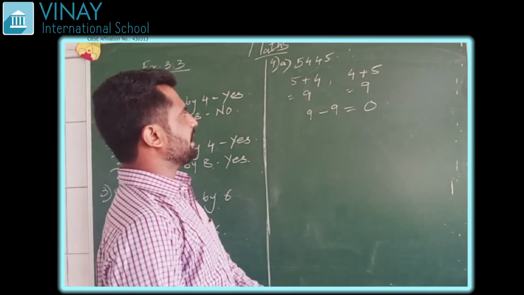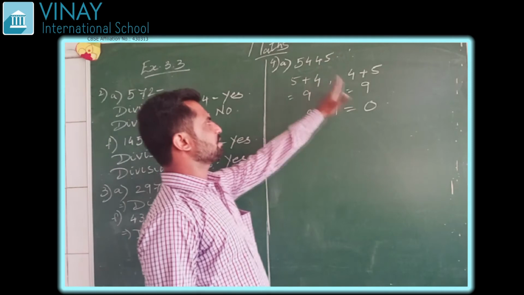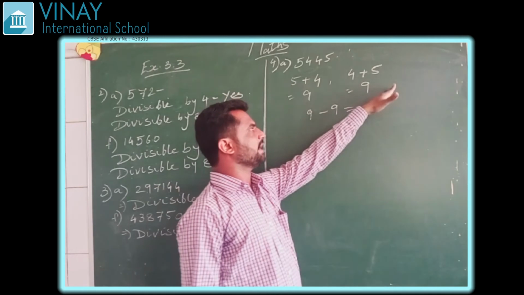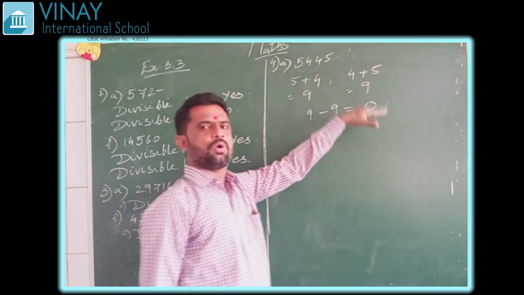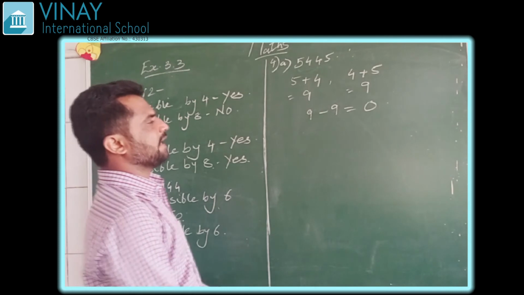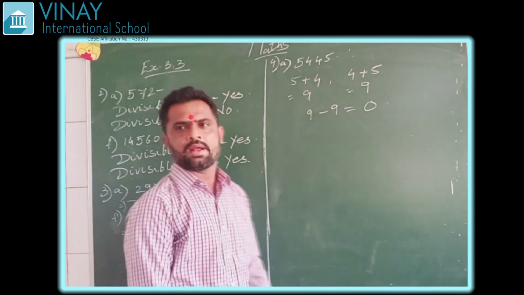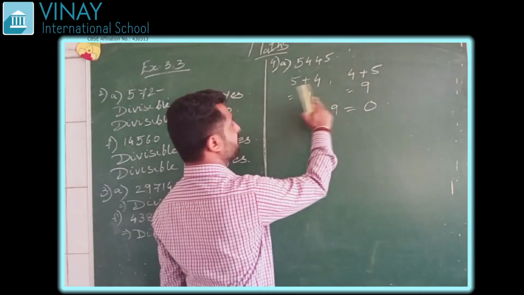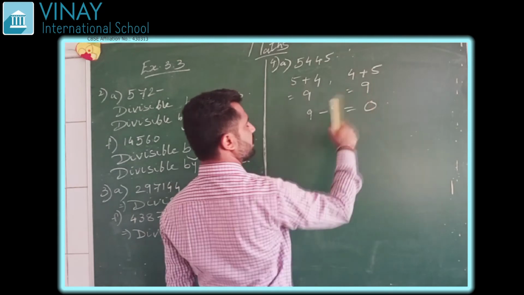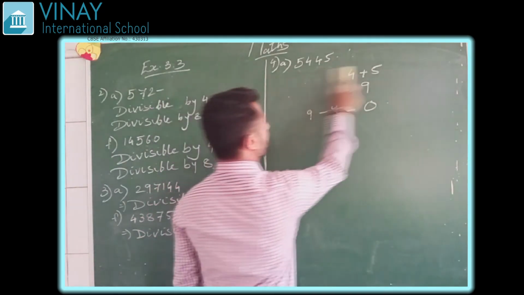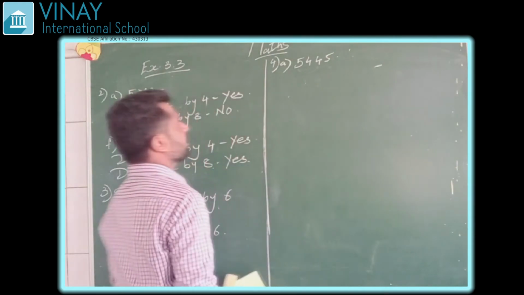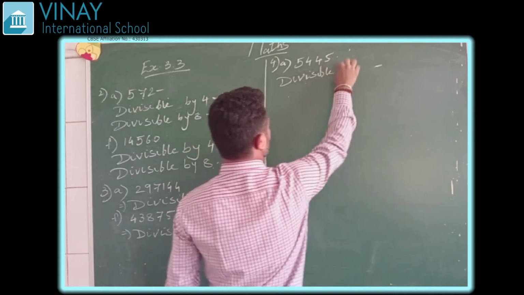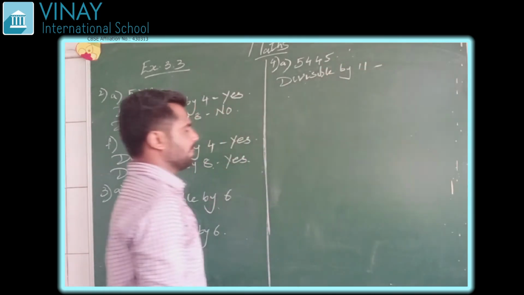And the divisibility test says that if the difference of the sum of odd place digits and the sum of even place digits is 0 or divisible by 11, then that number is divisible by 11. Here the difference of the sum of odd place digits and even place digits is 0, and that's why this number is divisible by 11.